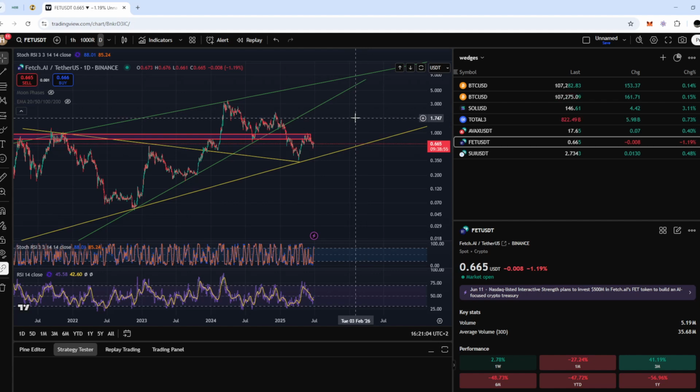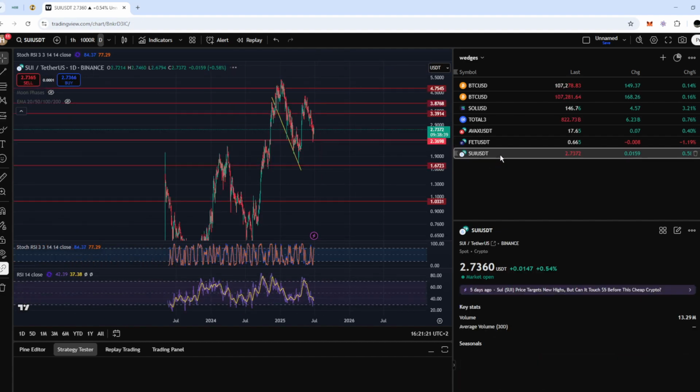Actually, AI will only grow, and this is a merge between three of the biggest AI projects. So it's definitely one that I've been holding. I've been holding it spot, and I'm planning to hold it for quite a while.